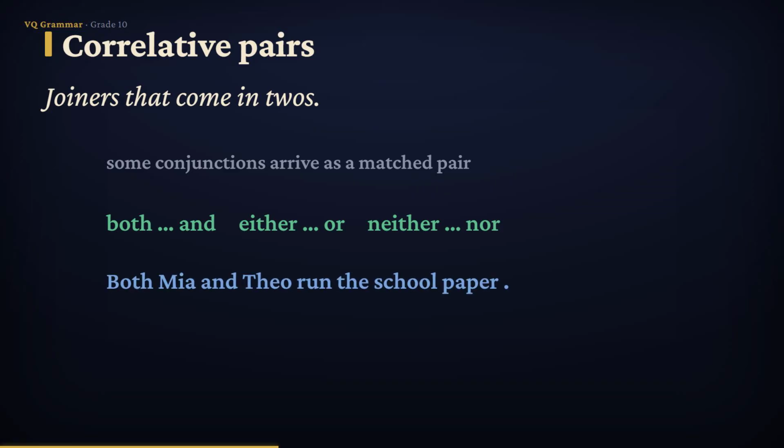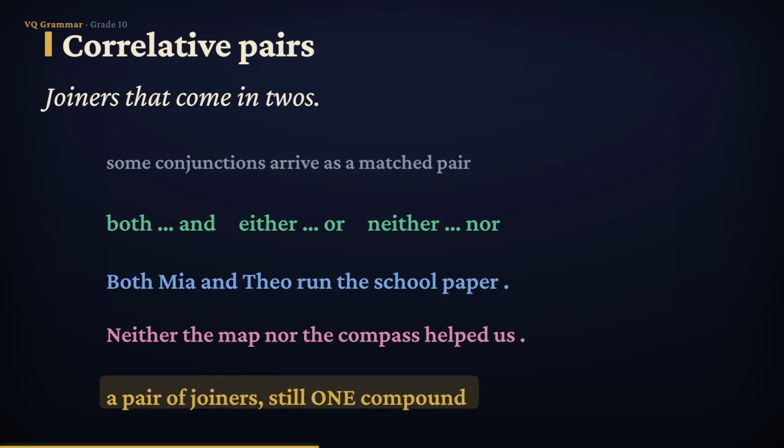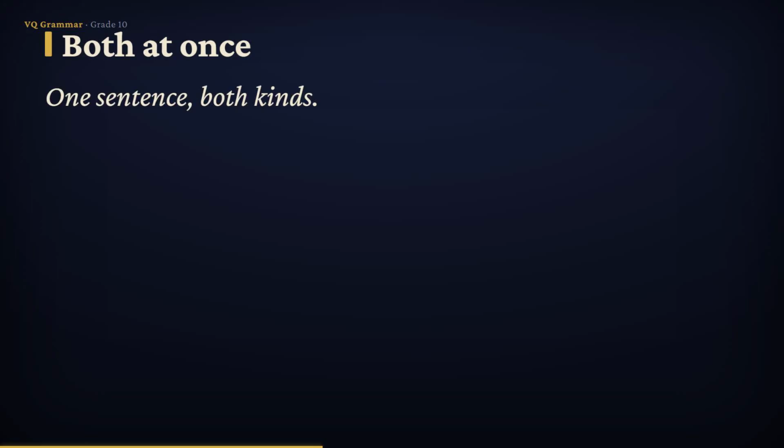Both Mia and Theo run the school paper. Two subjects there, Mia and Theo, wrapped up by that both and pair, and they share the verb run. Neither the map nor the compass helped us. Same thing. The map and the compass are two subjects held by neither nor, and they share the verb helped. So even though the joiner has two halves, what it builds is still one compound subject.